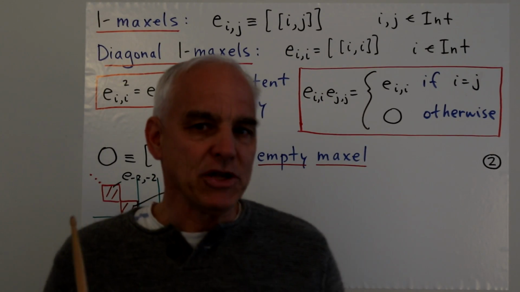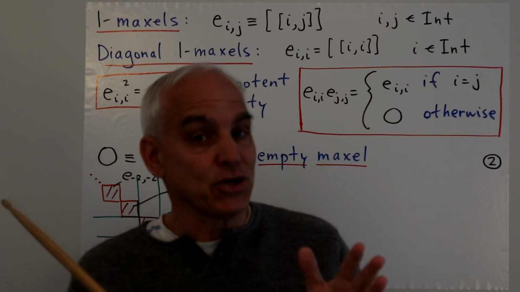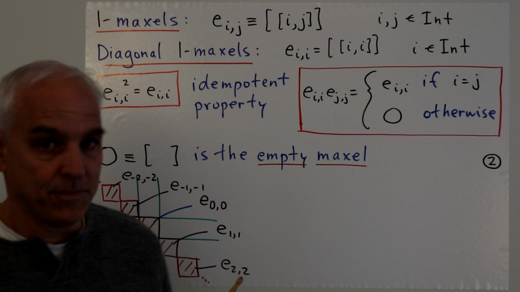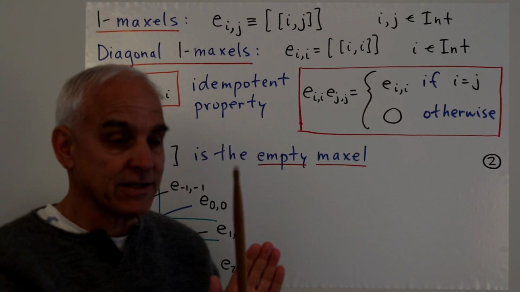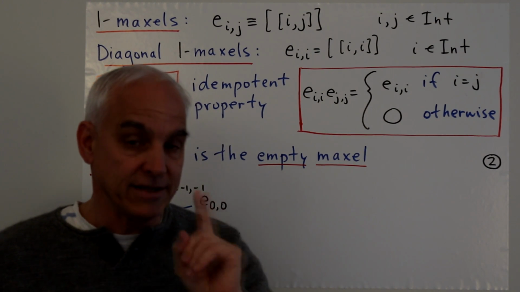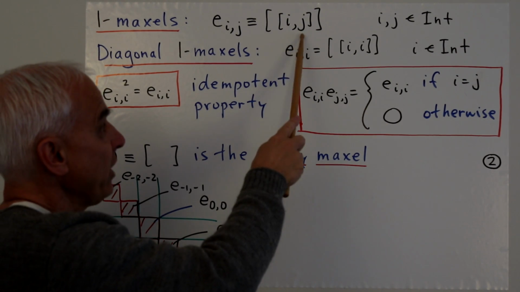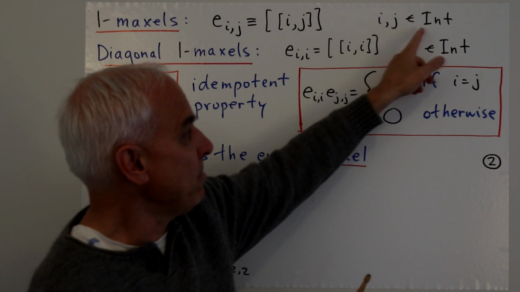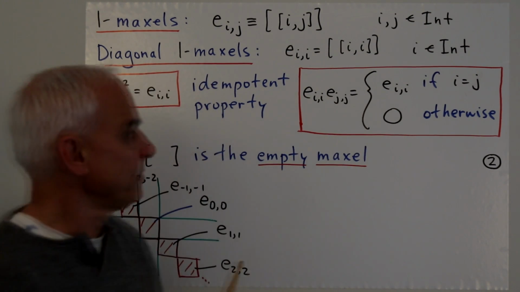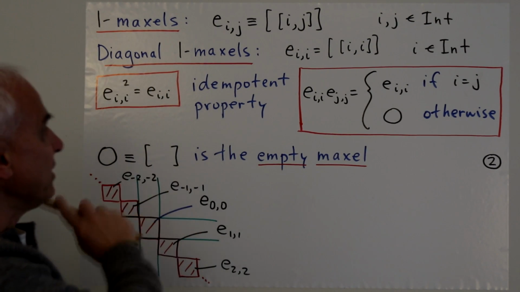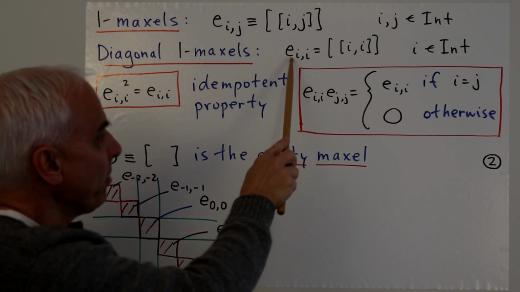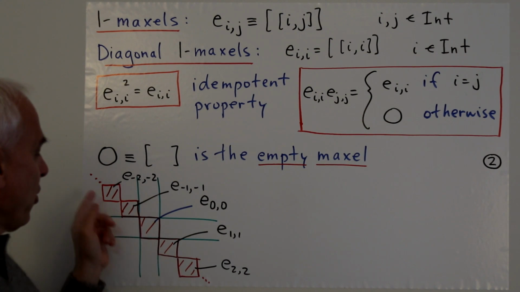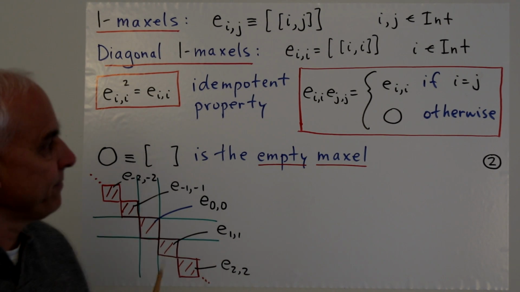All right, so let me remind you of some notation, some basic notation that helps us understand maxels. The idea of a one maxel, which is a simple kind of maxel that only has one element in it, a single pixel, namely ij. Now, of course, the i and j indices can be any integers. Special kind, the diagonal one maxels, they're of the form Eii. So the two elements are the same. These are occurring on the diagonal.